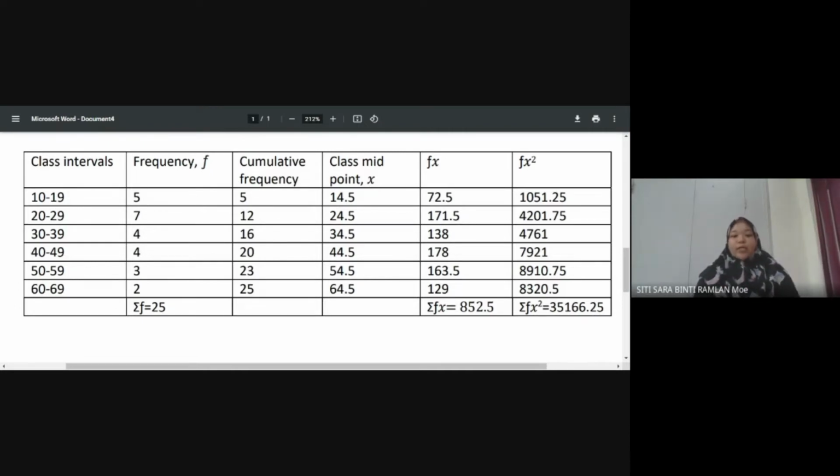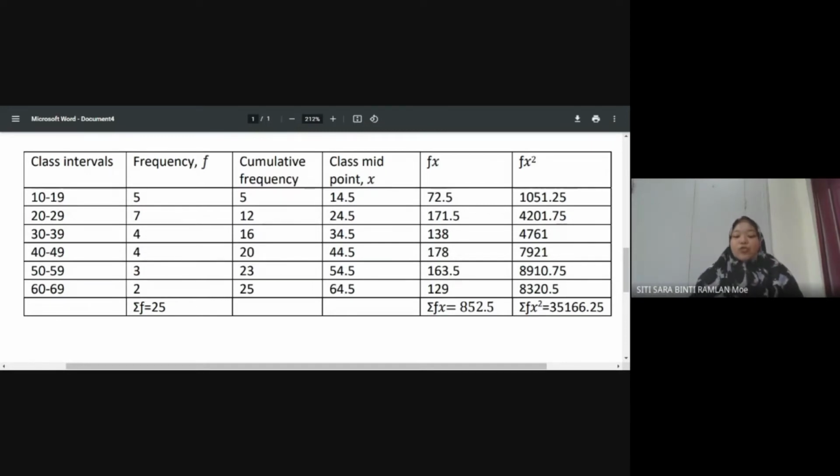Next, we need to find the cumulative value by adding the frequency of the data given one by one until the cumulative value at the last class interval equals the total frequency, which is 25. For example, for the first class interval, the cumulative frequency is 5, plus 7 we got 12, plus 4 we got 16, plus 4 we got 20, plus 3 we get 23, and plus 2 we got 25.